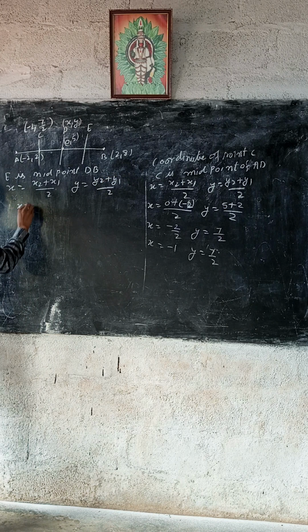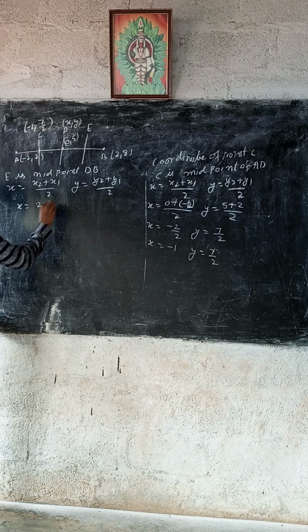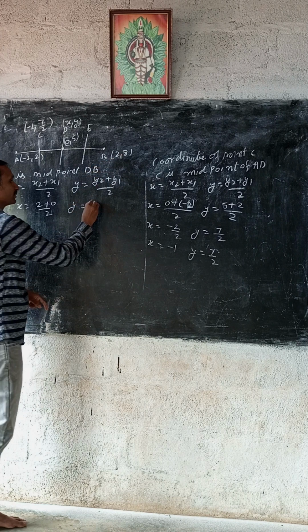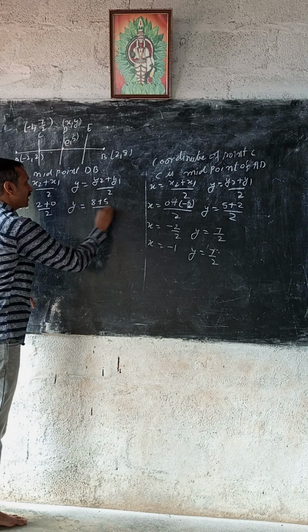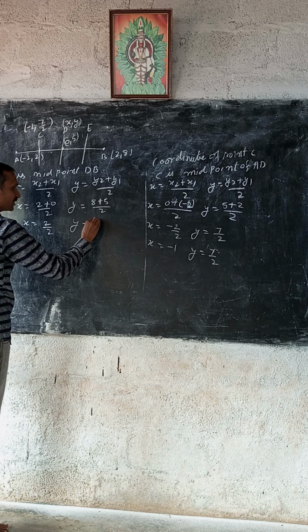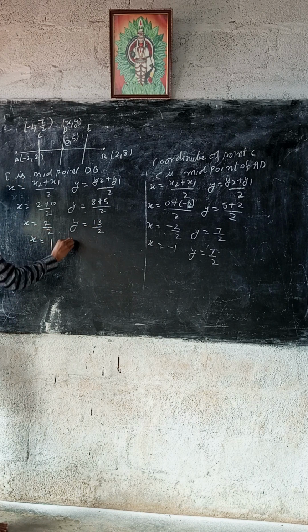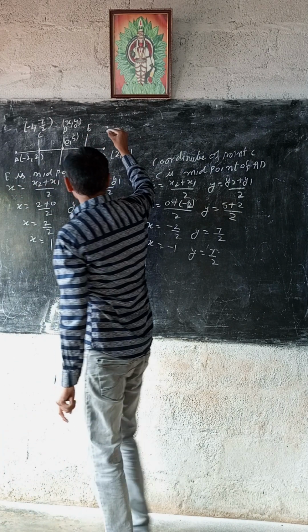Then X is equal to what we got? The x2 value is 2 plus the x1 value, which is 0, by 2, and Y is equal to y2, which is 8, plus y1, the value 5, by 2. Now X is equal to 0 plus 2 is equal to 2 by 2. Y is equal to 8 plus 5, 13 by 2. Then X is 2 by 2 means 1, and Y is 13 by 2. So the coordinates came 1, 13 by 2.